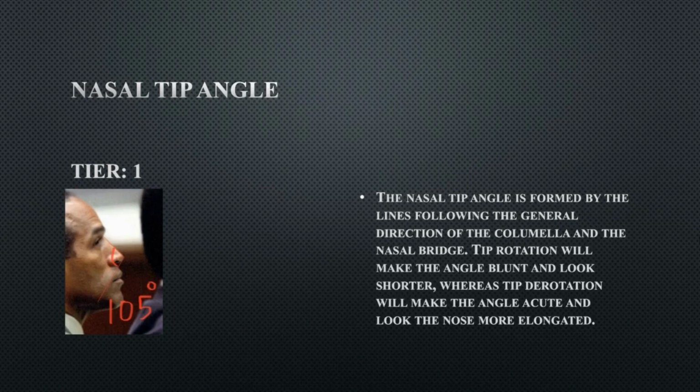The nasal tip is also ideal at the lowest range at 105 degrees. This is also a tier 1, so this is ideal. He does have a very pointed nose. Even though his nose is downswung, it is extremely pointed, so this is at the very lowest range of the ideal range, and this is good.